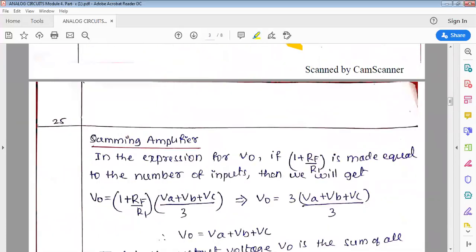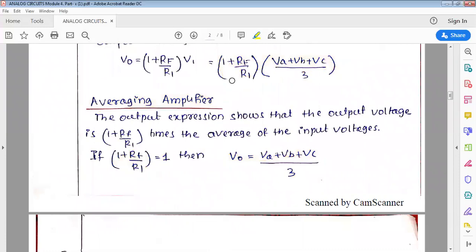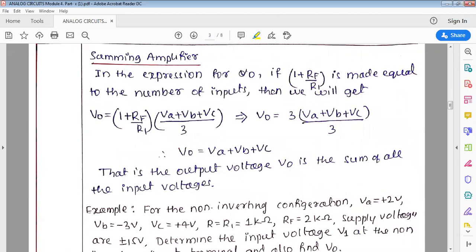Now the next part is the summing amplifier. Again, we will consider the same expression. In this expression, if I make 1 plus RF by R1 equal to 3, what will happen? This will be 3 and this will be 3, so this and this part will get cancelled, and finally I will be left with V0 equal to VA plus VB plus VC. That is, in the expression for V0, if 1 plus RF by R1 is made equal to the number of inputs.